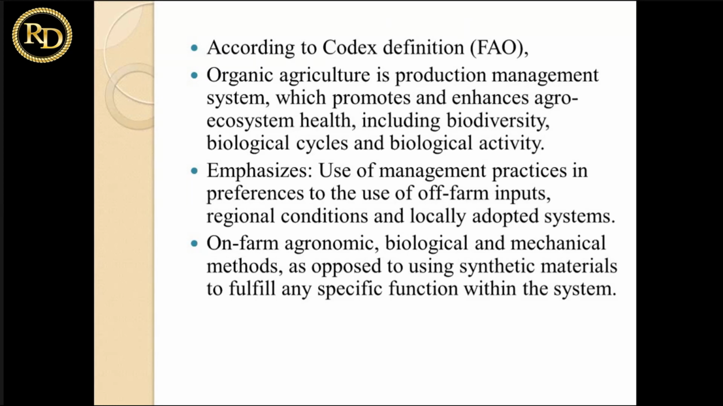We are not going to consider sustainable agriculture in this case. Now, what does this definition of organic agriculture emphasize? This definition emphasizes the use of management practices in preference to the use of farm inputs, regional conditions, and locally adapted systems. So you should understand, in this case we are going to use the produce or product that we get from our own field itself or from the region where it is locally adapted, and we are going to bring that material and use it in our field itself. On-farm agronomic, biological, and mechanical methods, as opposed to using synthetic material, fulfill any specific function within the system. That means we use agronomic farming systems, biological systems, and mechanical methods, but that should be from the farm itself. We should not bring material from outside so that the system will be spoiled. So this is the definition given by the FAO.